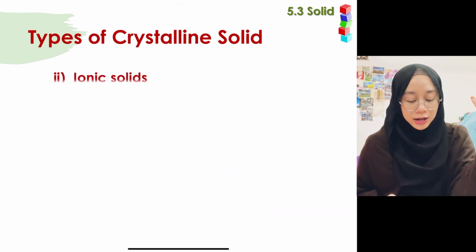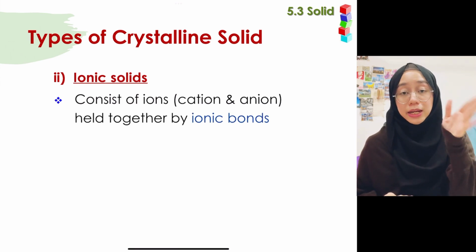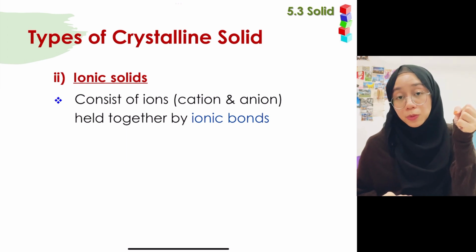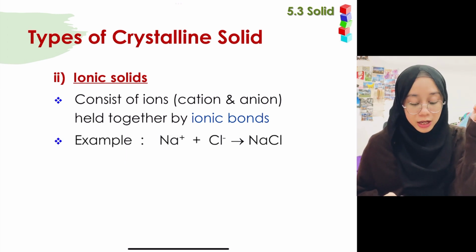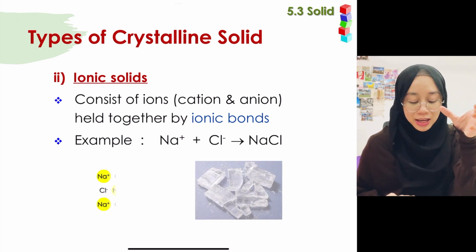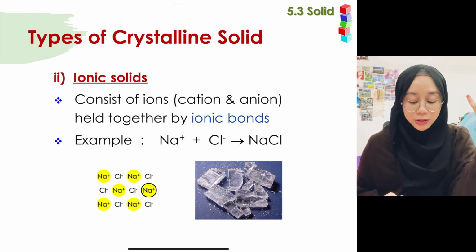Okay, and then kalau ionic solid pula, so ionic solid, it consists of ion. So of course kita ada cation dengan anion, which is held together by the ionic bond ataupun electrovalent bond. Okay, so for example kita ada sodium ion with chloride ion, so we can form NaCl. Okay, so NaCl ni garam lah sebenarnya. Okay, our table salt. So this one is said to be an ionic solid.